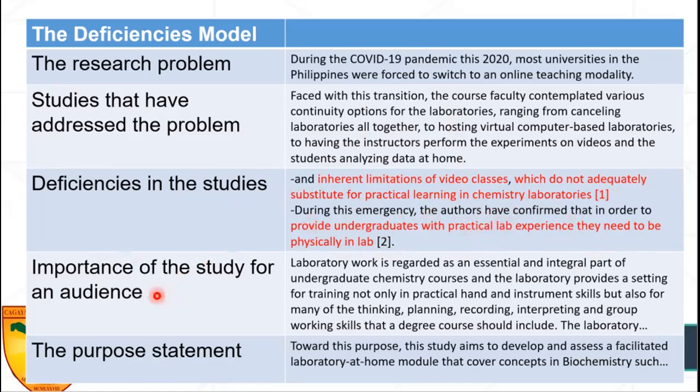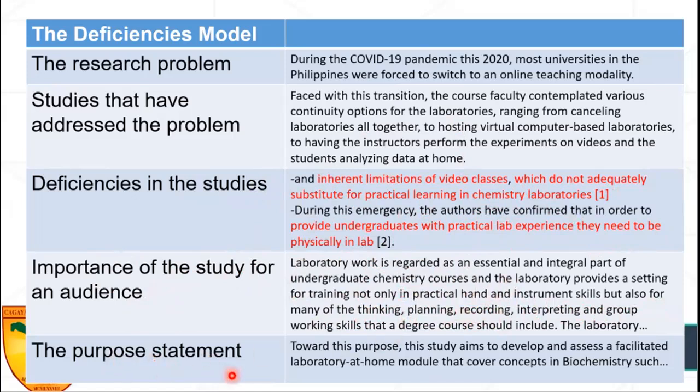And what will be the importance of the study for your audience? So laboratory work is essential and integral in undergraduate chemistry courses, and the laboratory provides a setting for training not only for practical hand and instrument skills, but also for many of the thinking, planning, recording. So importance is we want still to do laboratory work even if we don't do it face to face.